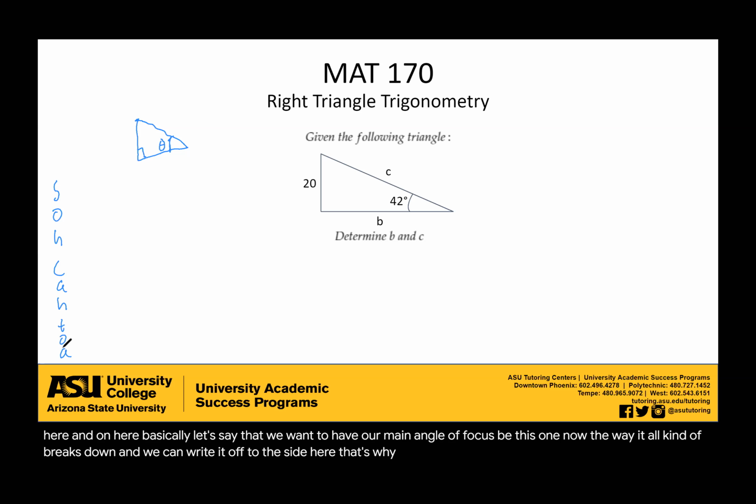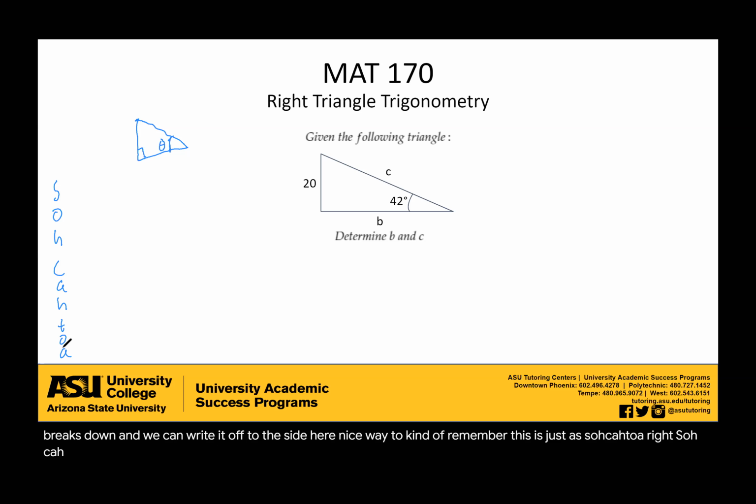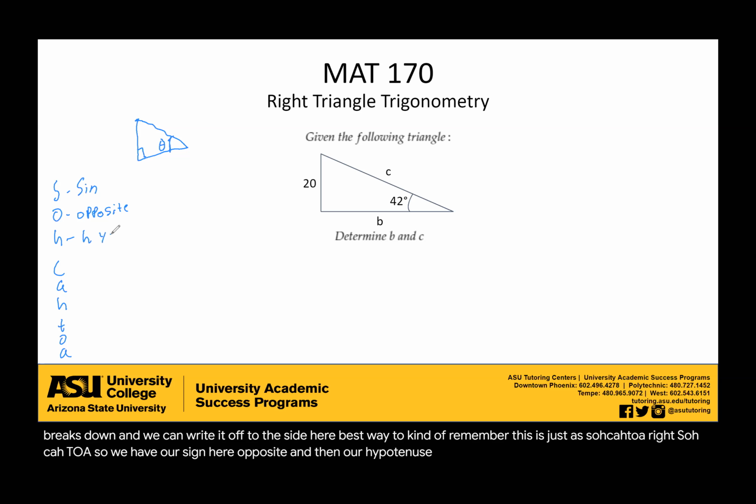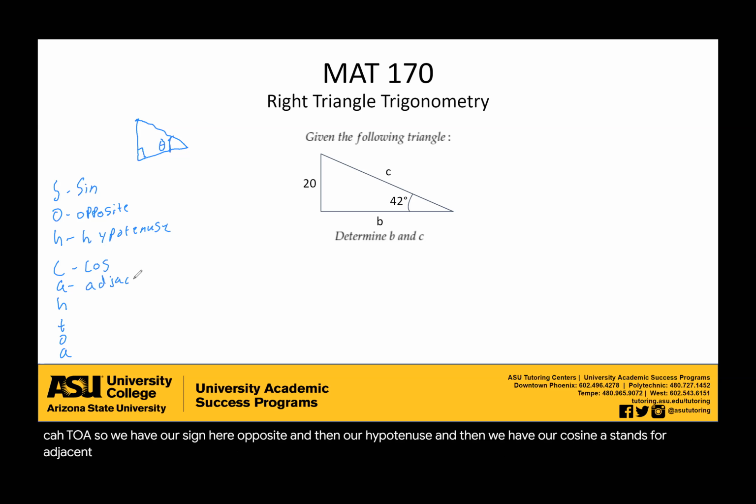Now, the best way to remember this is SOHCAHTOA, right? SOHCAHTOA. So we have our sine here, opposite, and then our hypotenuse. And then we have our cosine. A stands for adjacent. And then H is the same. And then we have tangent here. And then O stands for opposite, and A stands for adjacent.